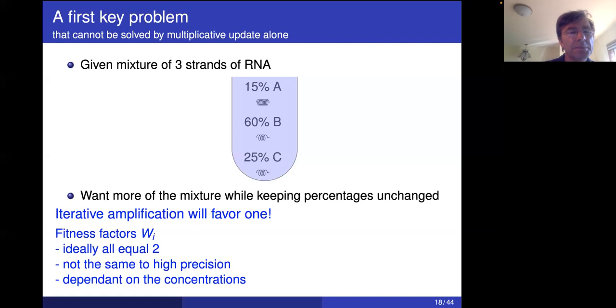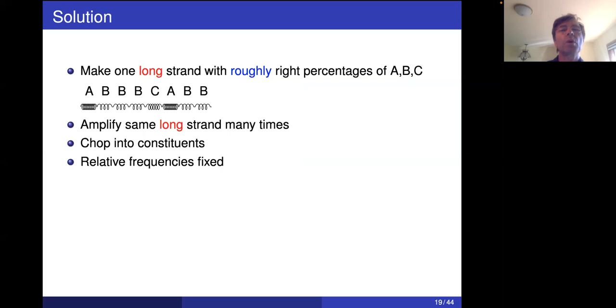Okay? Good. So what you need to do is you make one long strand with roughly the right percentages. You can do this actually. You can take RNA strands, add some pieces at the end, then they stick together and all kinds of technology is there. So you make one long strand, which has roughly the right frequency. And then you put a marker at the end, which works for PCR, the primer attaches to it. And you amplify the same long strand many times. You can do that with PCR. And then you can use an enzyme to chop it into constituents because you marked where they attached. Now the relative frequencies might be wrong in the original strand, but they are fixed. And if your original strand is long enough and has roughly the right frequencies, then you can make more of the same soup, problem solved.